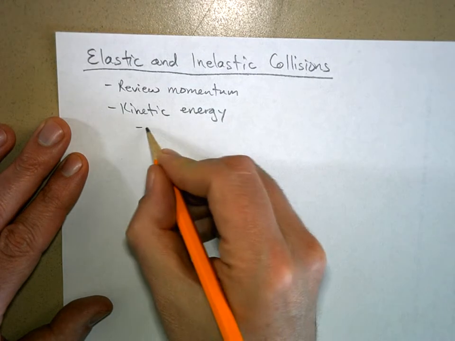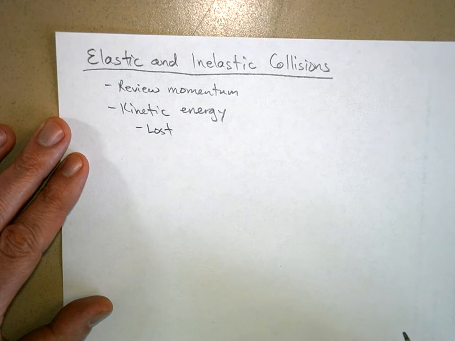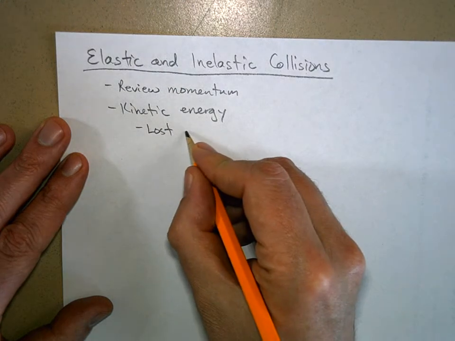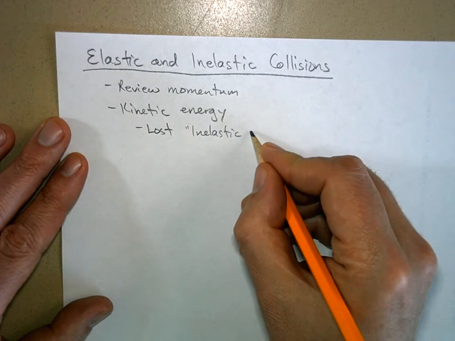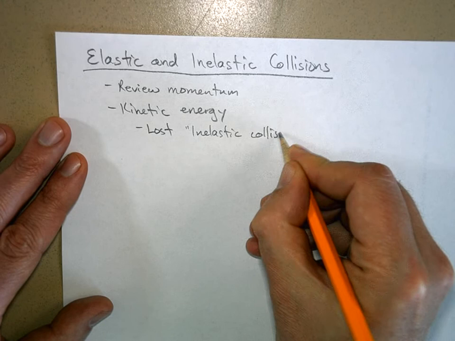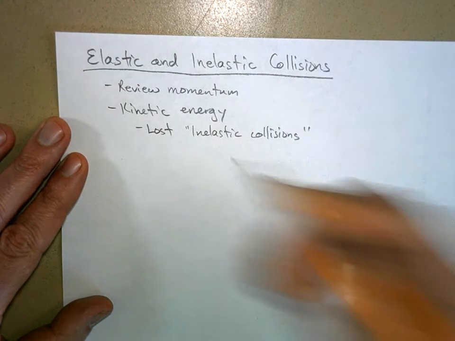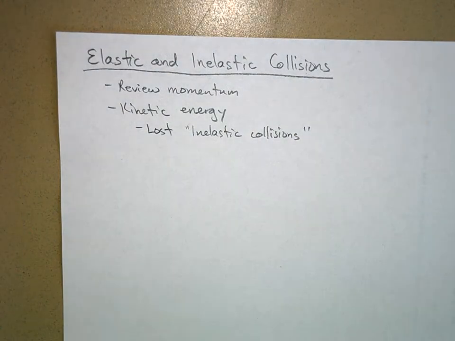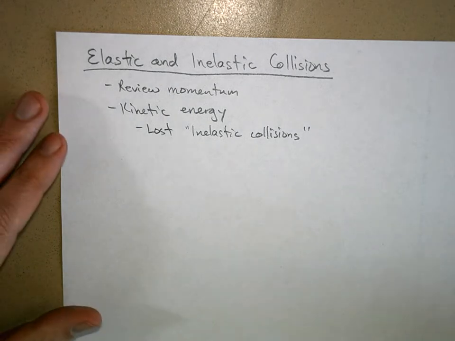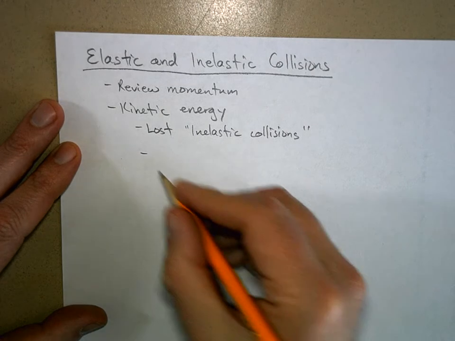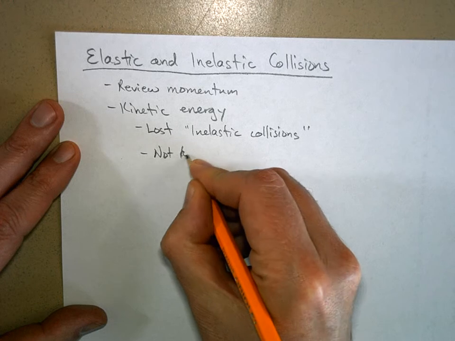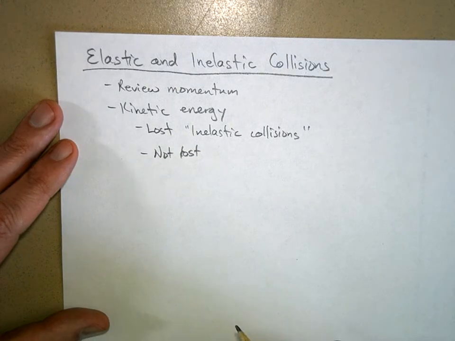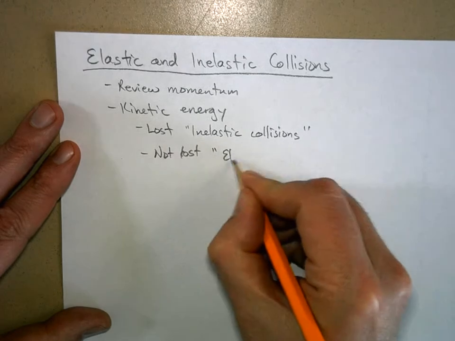If kinetic energy is lost, we have an inelastic collision. And most collisions are at least a little bit inelastic. That is, some of the kinetic energy will be turned into the random motion of molecules, sound and heat, and all that sort of thing will be given off. But in some collisions, kinetic energy is not lost, which is an awkward way of saying conserved, and that's called elastic collisions.